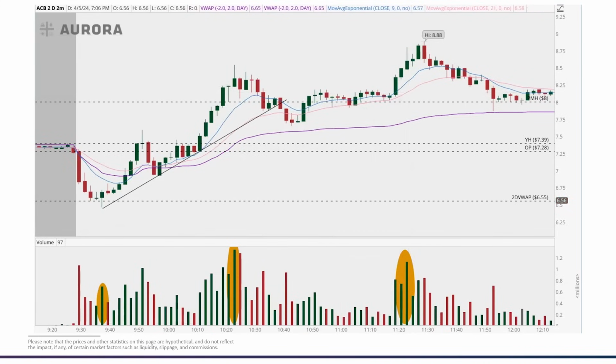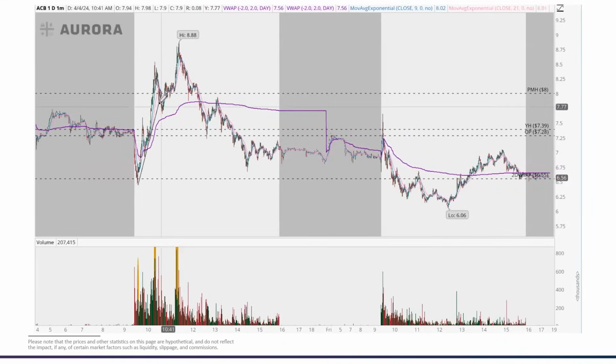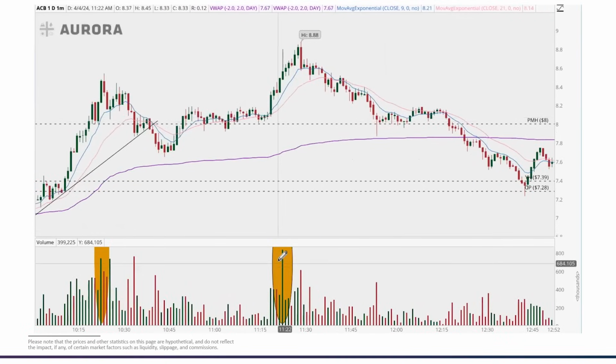What's interesting about this is if we zoom out from the 2 minute to the 1 minute, you could see that this is clearly a blow off. Now we have the highest volume bar of the day.